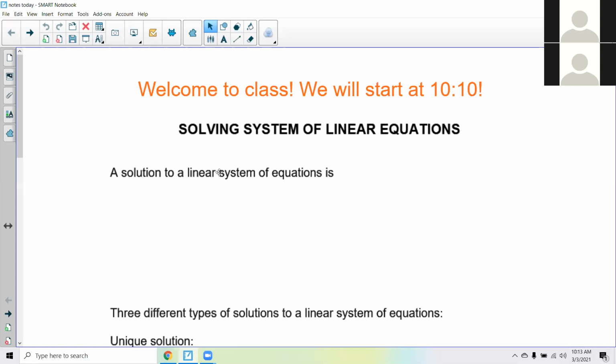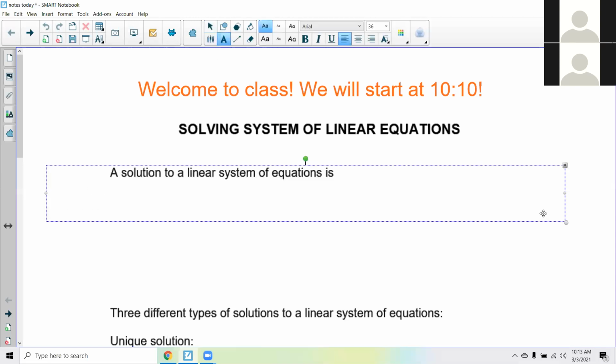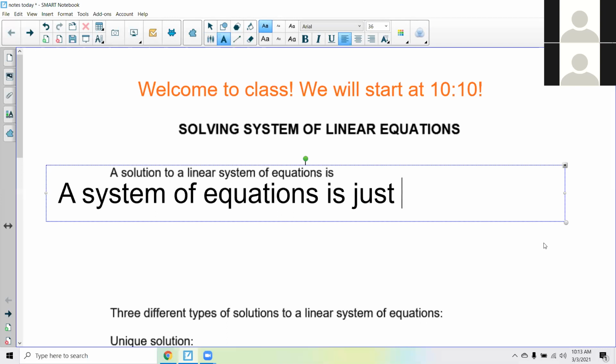If you get into the upper level math courses, there can be linear systems that have 30, 40 equations, but those are usually done by computers. So we're only going to talk about systems that have 2 equations. Let me type out these steps. First, a system of equations is just 2 or more equations.